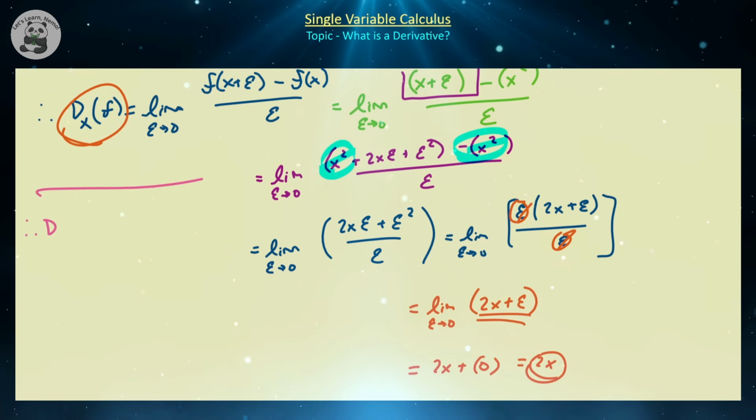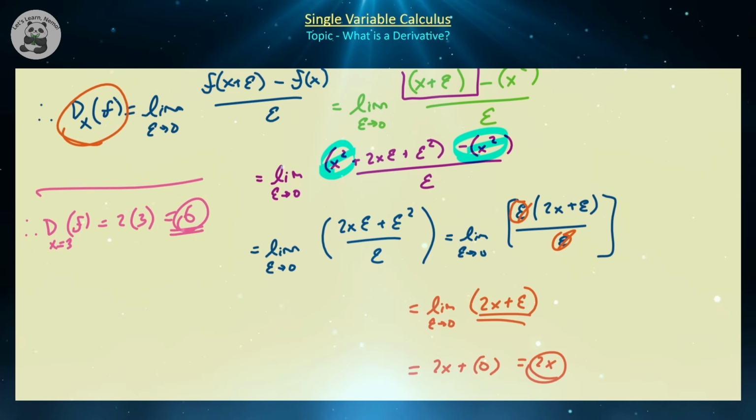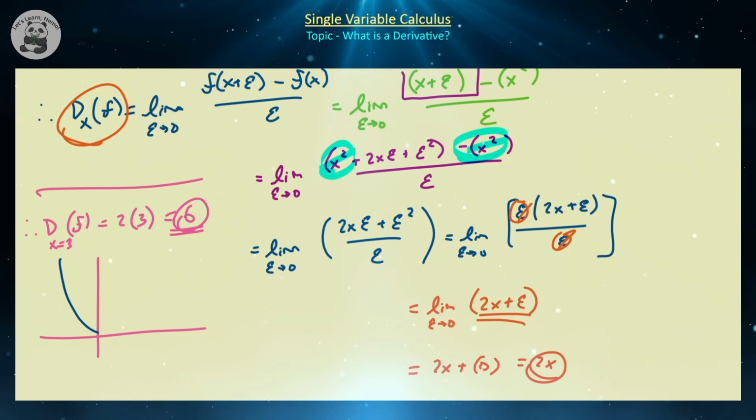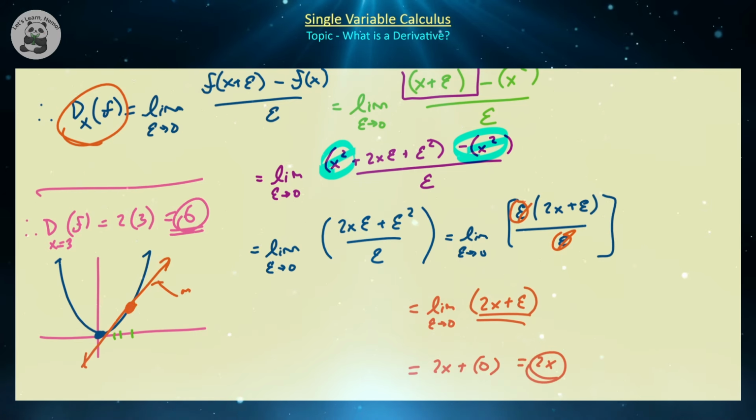So that means the derivative of f at the point x equals 3 is going to be equal to 2 times 3, which is equal to 6. So if we look at our curve x squared, then what we're asking is, if we look at the point (3, 9), which is that point there, what is the slope of the line tangent to the curve at that point? According to the derivative, the slope is equal to 6, and that's what the derivative, at least in this context, will tell you.